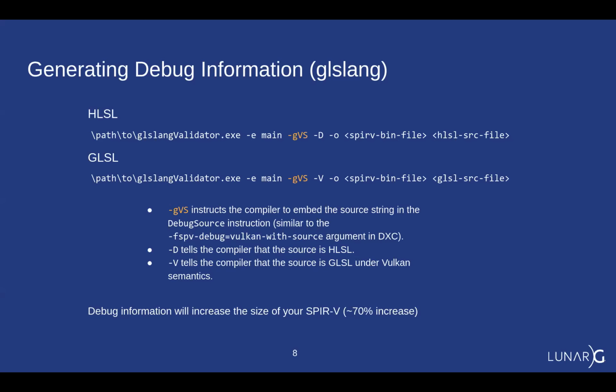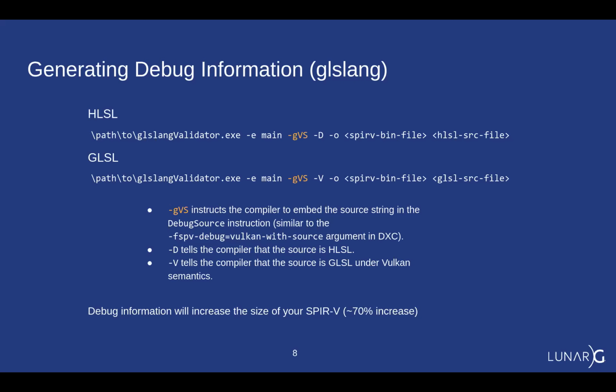And now we'll talk about glslang. glslang, as I mentioned before, can take HLSL or GLSL. The two command lines at the top should look very similar. The only difference is the -D and the -V. The -D just tells the compiler that the source is HLSL, and the -V tells the compiler that the source is GLSL under Vulkan semantics versus OpenGL semantics.